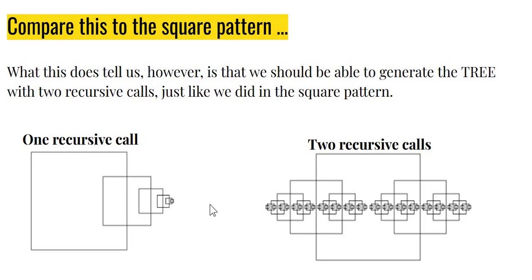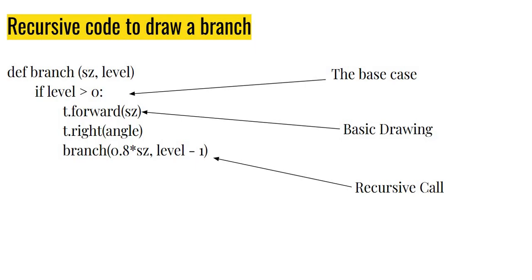Remember, in the square pattern, we started with just one level of recursion, and that's exactly where I'm going to start. In fact, I'm going to write a recursive code to draw a single branch. Before writing this, let's try to understand the structure a little bit. I create a function with two arguments, size and level. Size could be 100, 200, whatever, the length of the branch, and level is at what level the branch is. If level is more than 0, which means that becomes a base case.